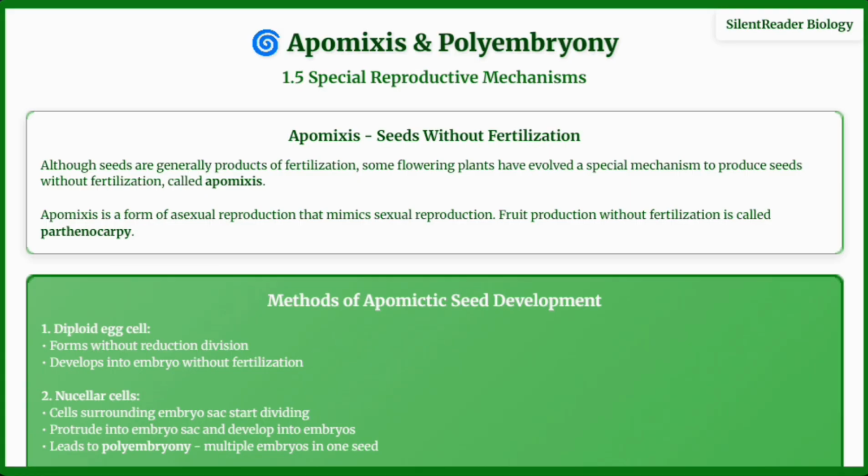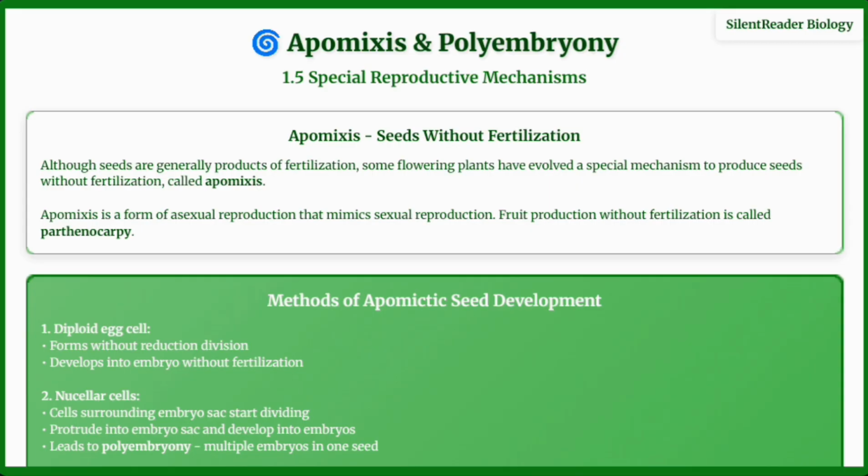Finally, let's examine two special reproductive mechanisms, apomixis and polyembryony. Although seeds are generally products of fertilization, some flowering plants have evolved apomixis, a mechanism to produce seeds without fertilization. Apomixis is essentially a form of asexual reproduction that mimics sexual reproduction. There are several ways apomictic seeds develop. In some species, the diploid egg cell forms without reduction division and develops into the embryo without fertilization.